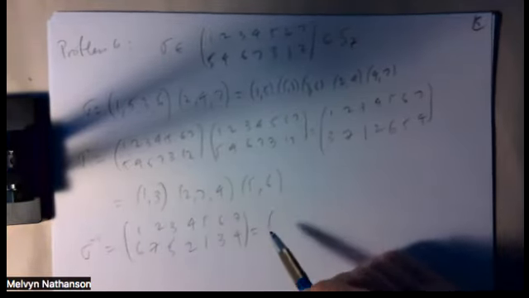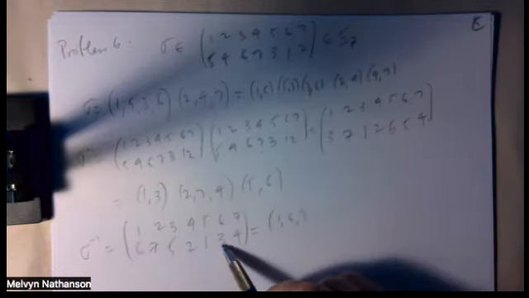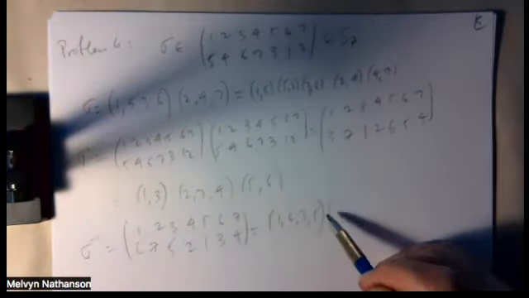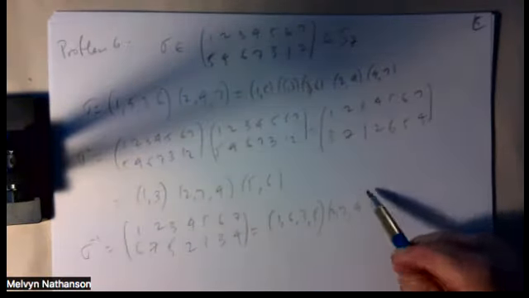And if I write this as a product of disjoint cycles, let's see, 1 goes to 6, 6 goes to 3, 3 goes to 5, 5 goes back to 1. And 2 goes to 7, 7 goes to 4, 4 goes back to 2. So that's sigma inverse as a product of disjoint cycles. Okay. Any questions so far?